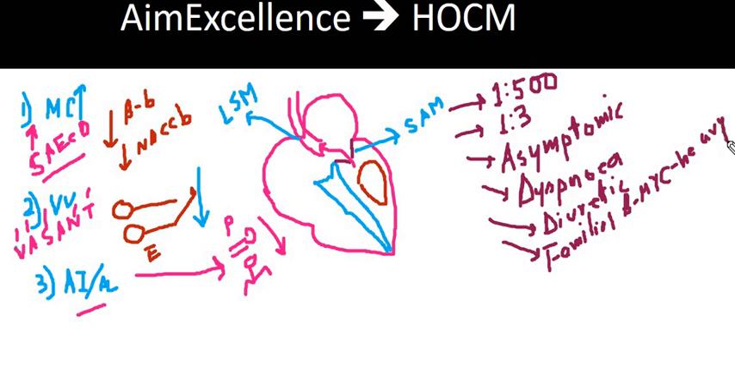Apart from the drugs that we have already mentioned, like beta blocker or non-dihydropyridine CCB, which acts as a negative inotropic agent too, in these cases patients can develop arrhythmia. To counter that, we can give amiodarone.